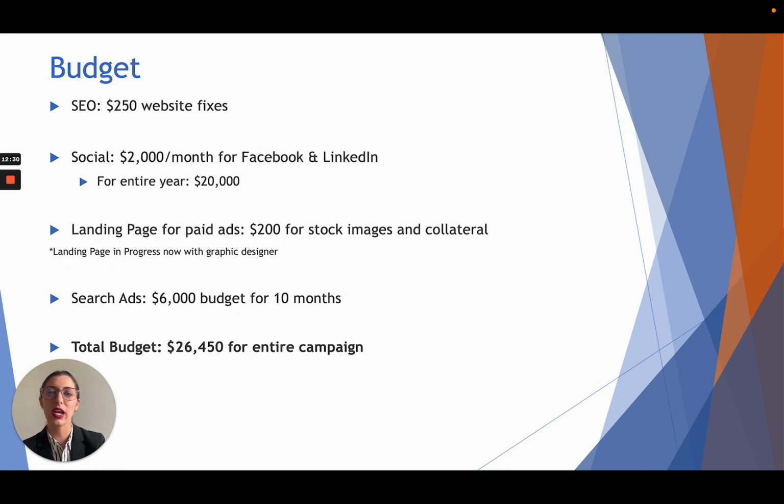So next we have our budget. For the SEO, we have a $250 budget for some website fixes. For social, we have $2,000 per month for both Facebook and LinkedIn. That'll be split between the two. So for the entire year for social media, we have a $20,000 budget. For the landing page for paid ads, we have $200 for stock images and collateral. Search ads, a $6,000 budget for the 10-month period. And then that leaves us with a total budget of $26,450 for the entire campaign.